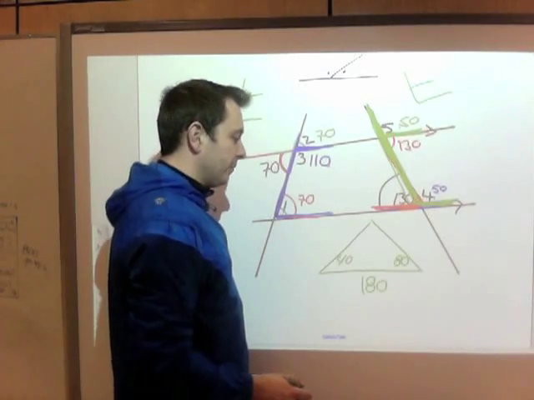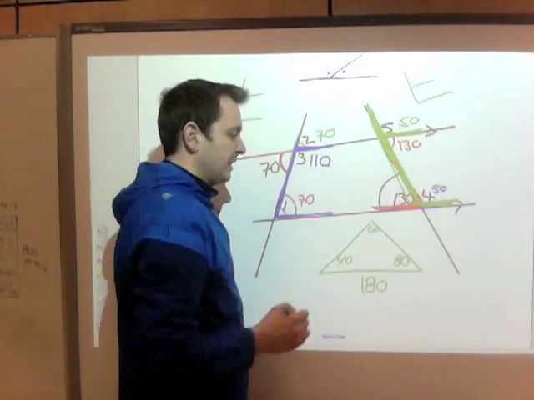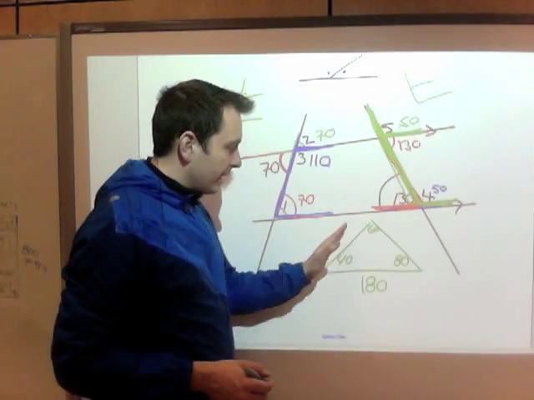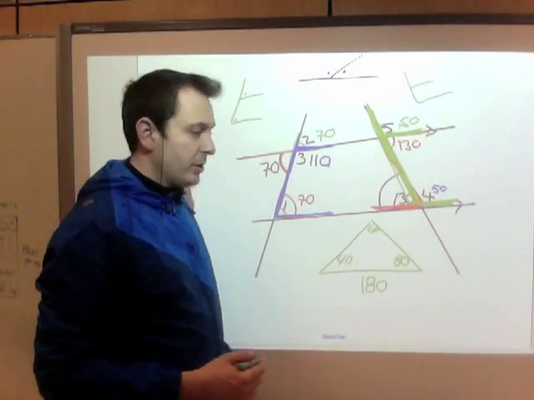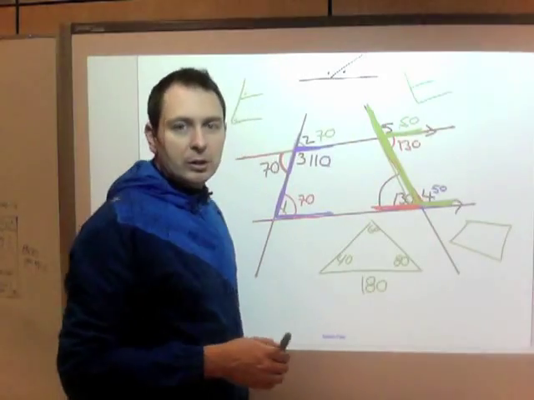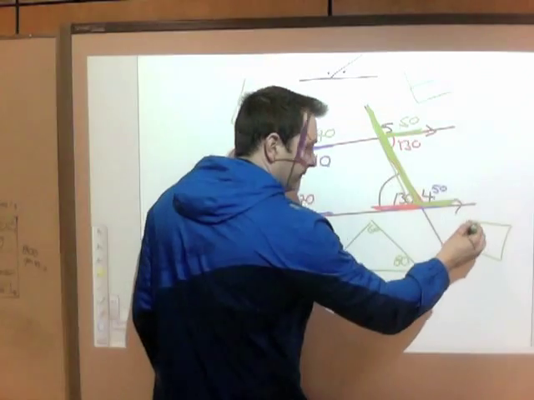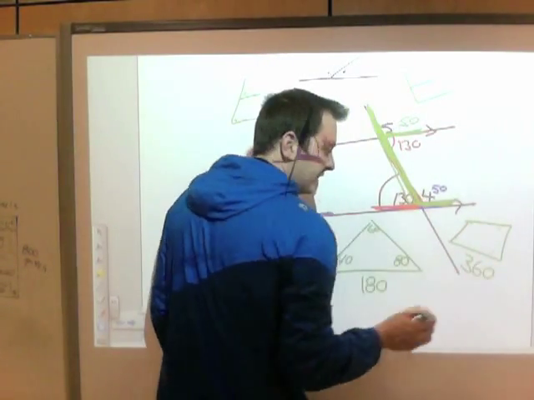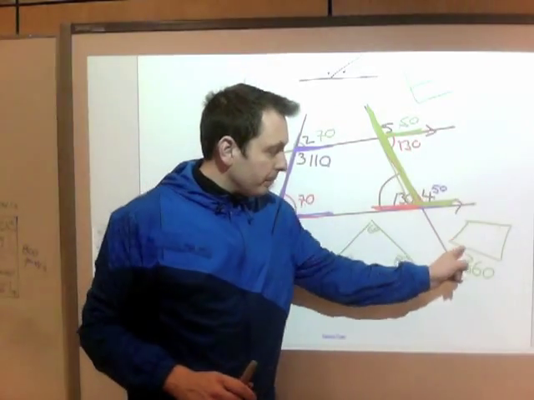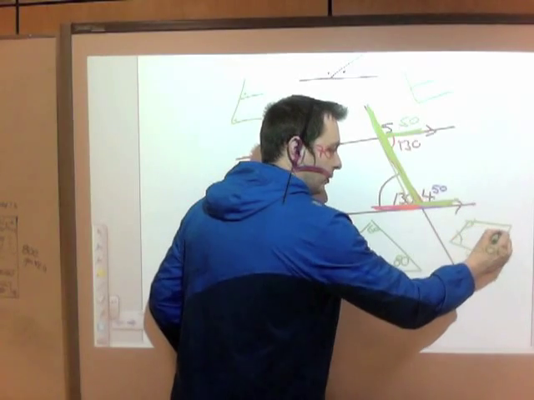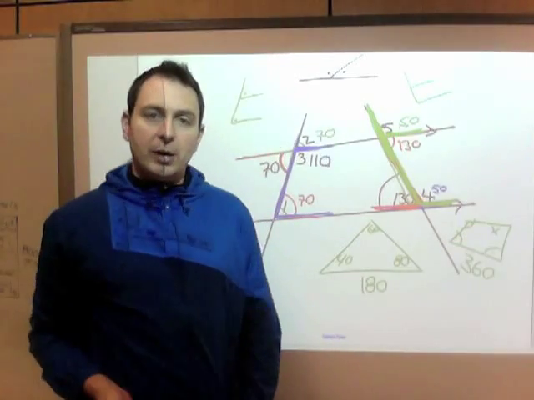So that would leave me with 60. A pretty poor looking picture because that doesn't look like 60 degrees. But they always need to add to 180. Another one, if you have a quadrilateral, a four-sided shape, the four angles have to add to 360. So if you know three of them, 360 minus 1, 2, 3 will leave you with your answer.